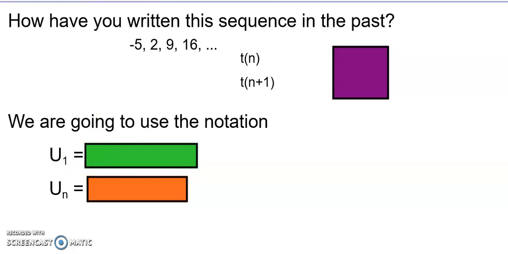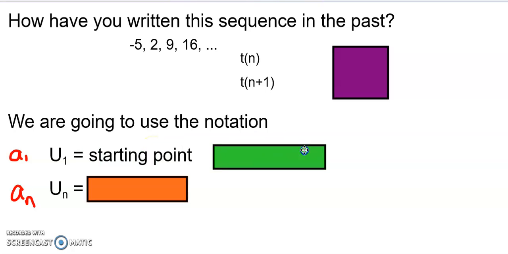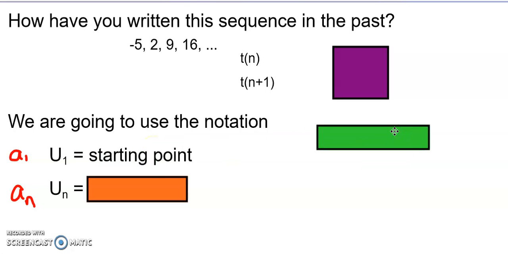With that said, sometimes in math, we call it a sub 1. And if we use a sub 1, it means exactly the same thing. Some textbooks like a sub 1, some textbooks like u sub 1. It doesn't really make any difference because it means the exact same thing. And so we also could call it a sub n instead of u sub n. So u sub 1 is just the starting point. It just means what's that first number. So instead of writing T of 1, we're going to write it as u sub 1.